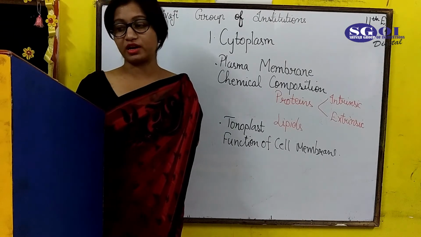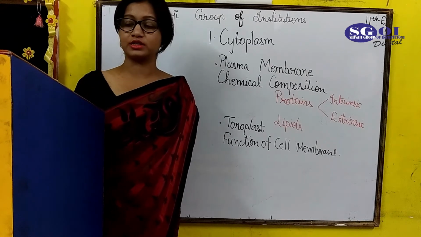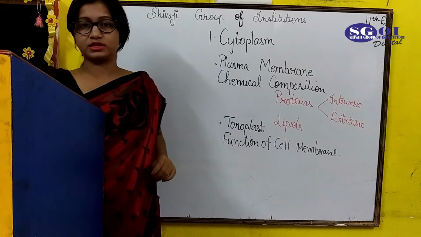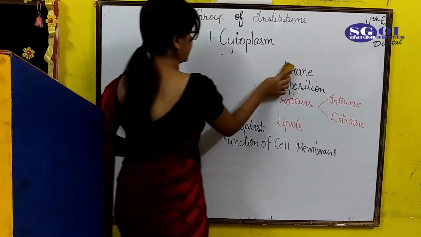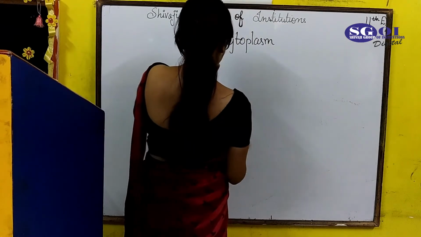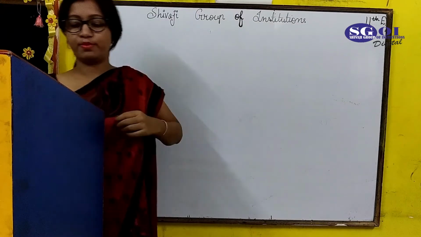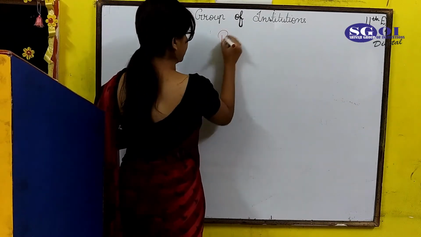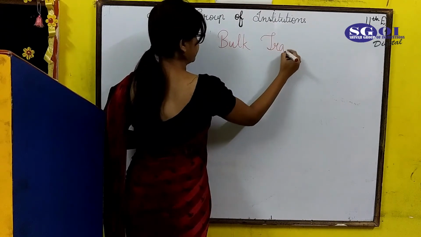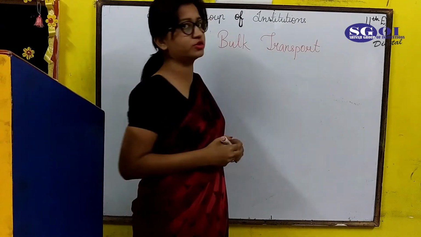The transport by channel proteins and the transport by carrier proteins are both done in the cell. After that, there is bulk transport, which is a very important transport. Bulk transport occurs in the cell with the help of the cell membrane. This transport you have studied earlier also in the previous classes.